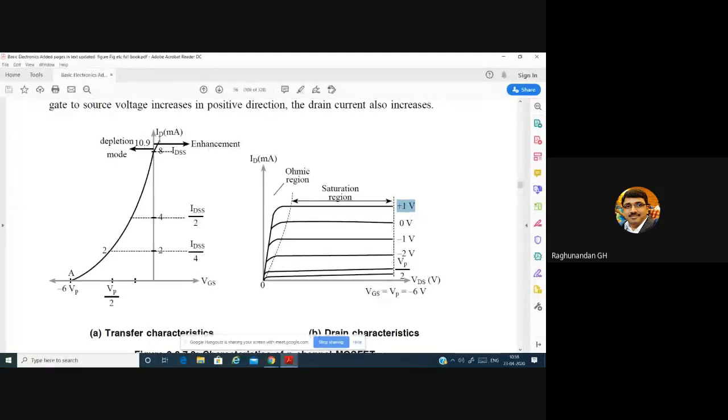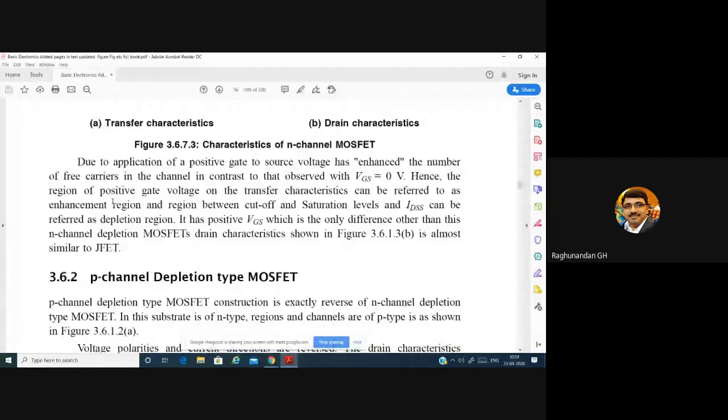This is known as enhancement mode. Till then, it was in depletion mode. Whatever operation we have done from this point to this point is known as depletion mode. After that, whatever we have is the enhancement mode, because the electrons are added externally from the p substrate. Whatever electrons were present in the p well, we added some more electrons. That's why it is known as the enhancement mode of operation. So this is the transfer and drain characteristics.